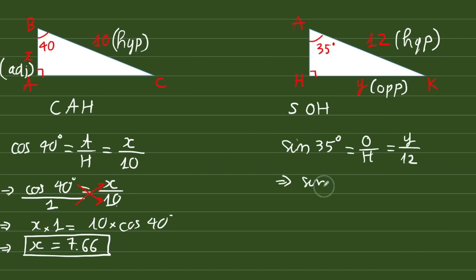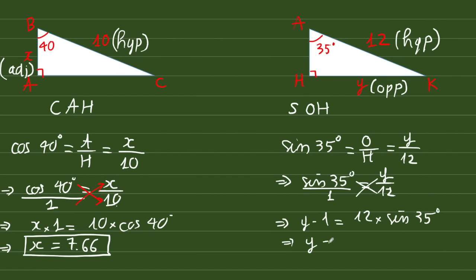This gives you two equivalent fractions, sine 35 over 1 equals y over 12. The cross multiplication tells you y times 1 will be equal to 12 times sine of 35. The next step is very easy: you just use your calculator, and the answer is 6.88. That's it. So two questions in this slide: you applied sine and cosine for SOH and CAH. That's all.